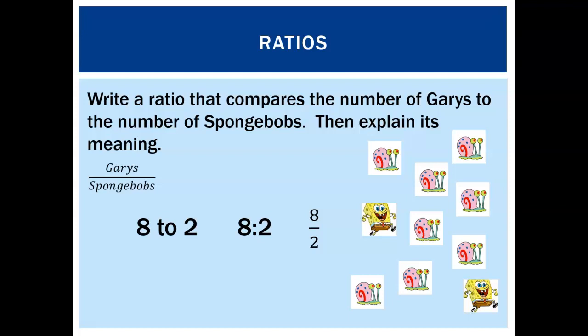If we would turn this into the number 4, we would no longer have our comparison. We would not know the number of Garys and the number of SpongeBobs. Therefore, when we are writing ratios, we will leave improper fractions as is. There's no need to simplify and no need to convert this into a mixed number or a whole number. The meaning of our ratio is there are 8 Garys to every 2 SpongeBobs.